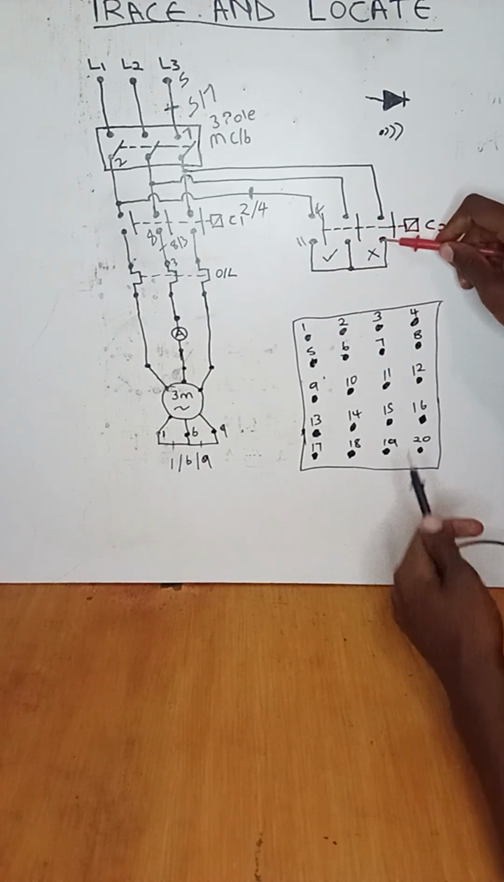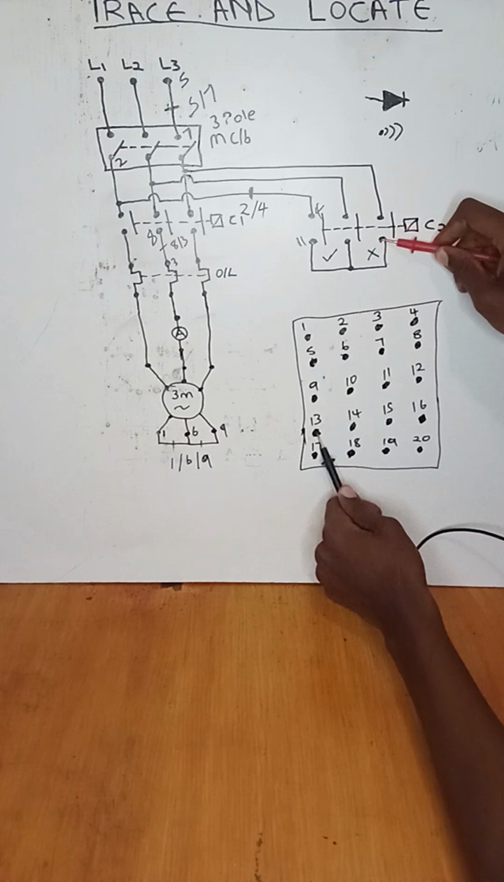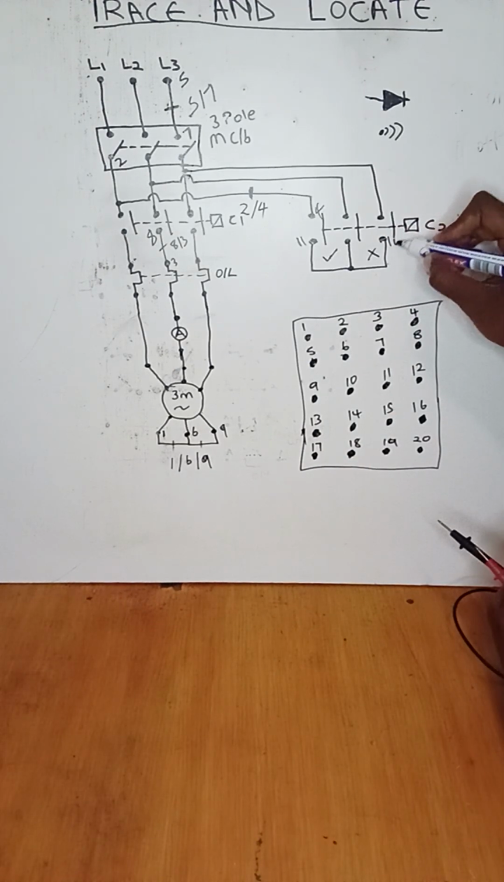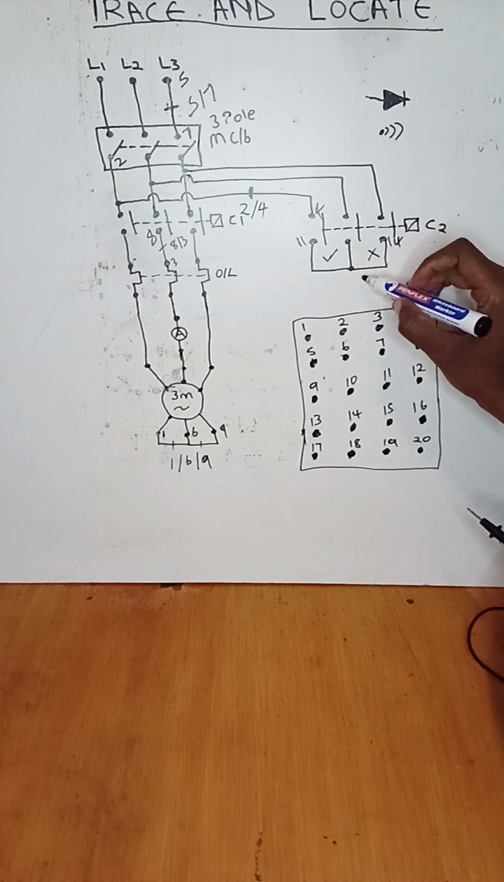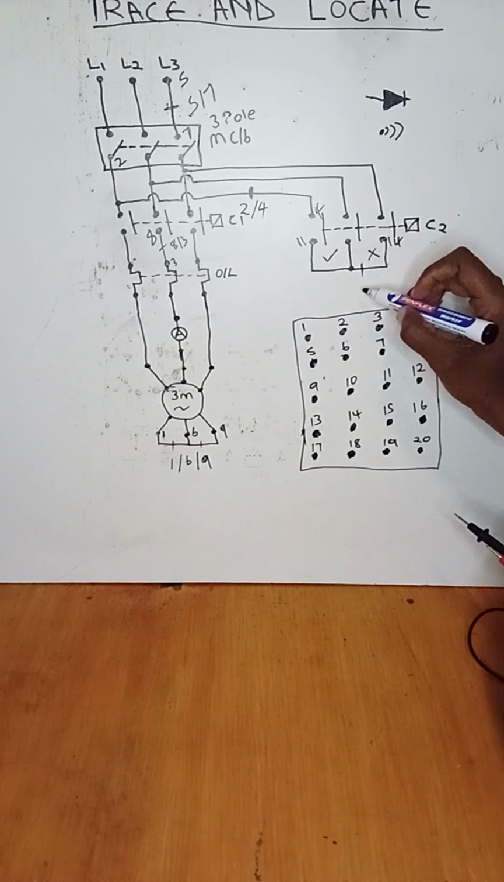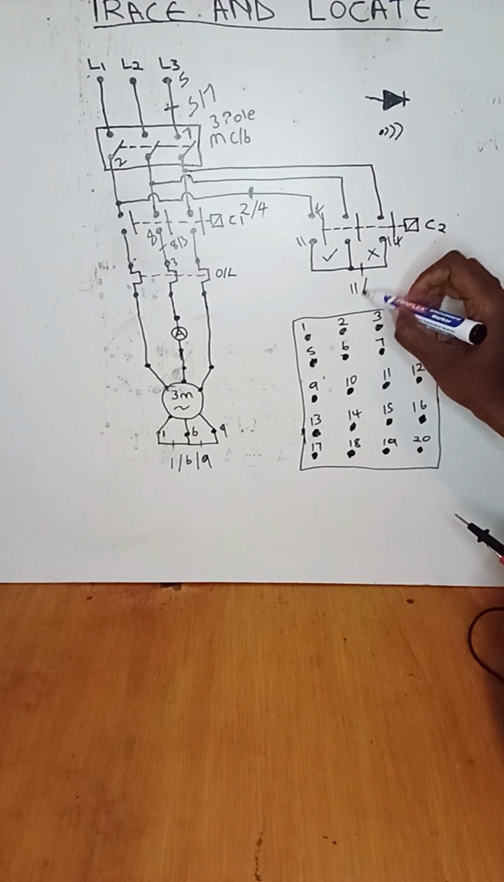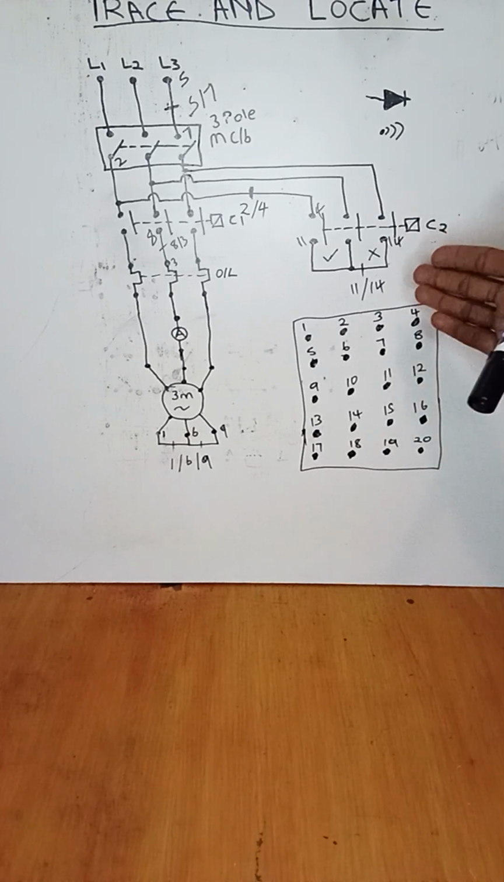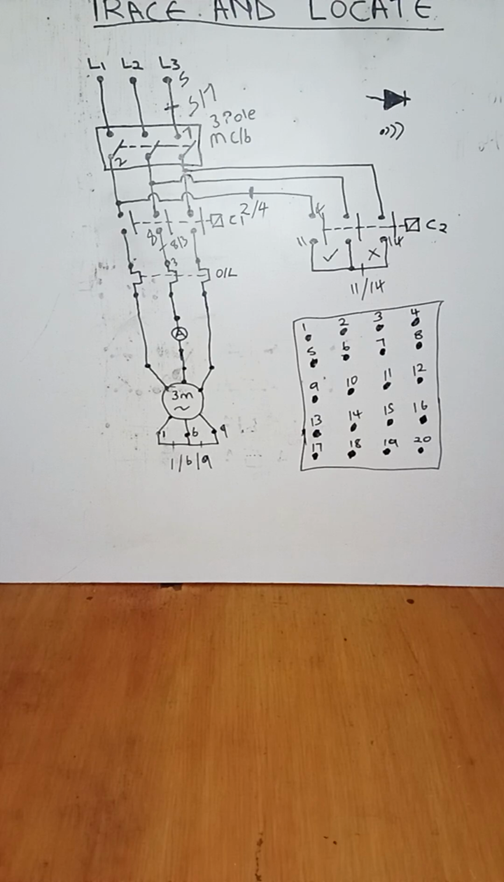And we also test here. 12 doesn't beep. 13 doesn't beep. 14, it beeps. So this is 14. So our fault is here, which is from number 11 to number 14. So that is our last fault. So this is how you will trace, this is how you locate your wires, since we have traced our faults.